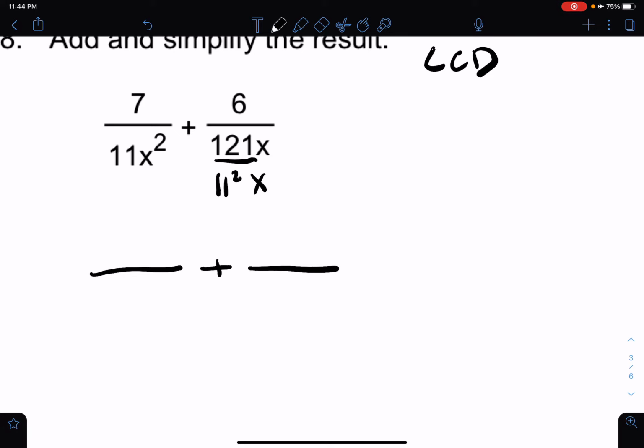They have to be equivalent fractions, right? You can't just make up new fractions. When I say equivalent, this new fraction I'm trying to develop has to be equal to the old one. And then this 6 over 121 over x has to be equivalent to this new one also. So we have to build new fractions equivalent to the old fractions that have the LCD in the denominator. That's what we're tasked with doing here. So first things first is find an LCD.